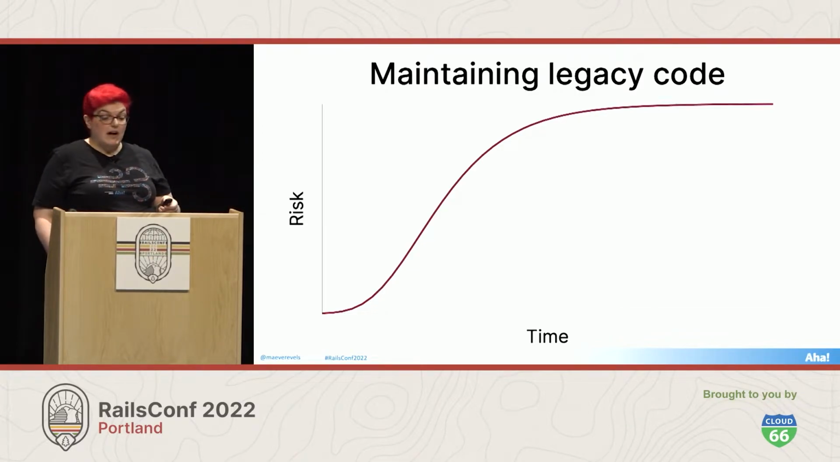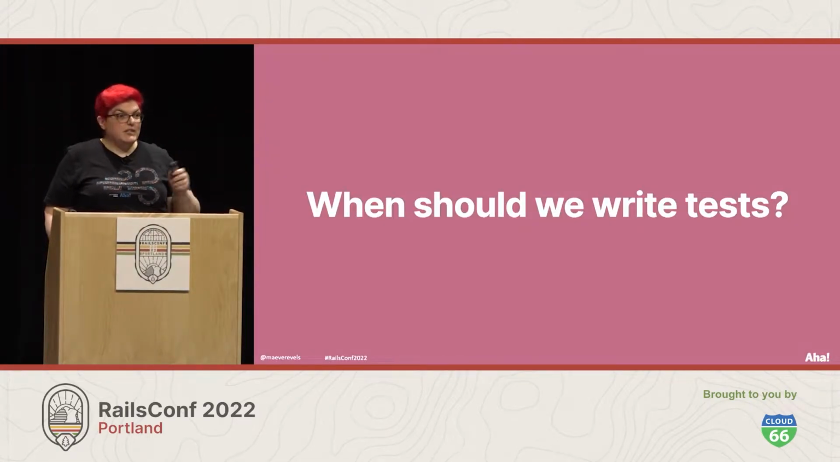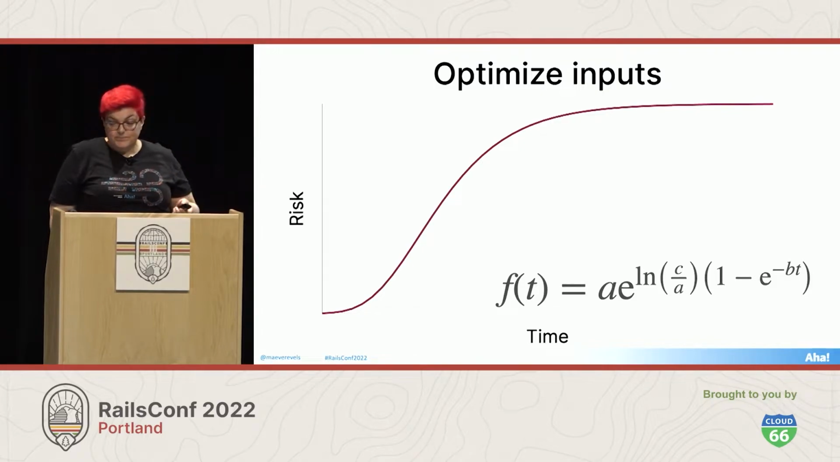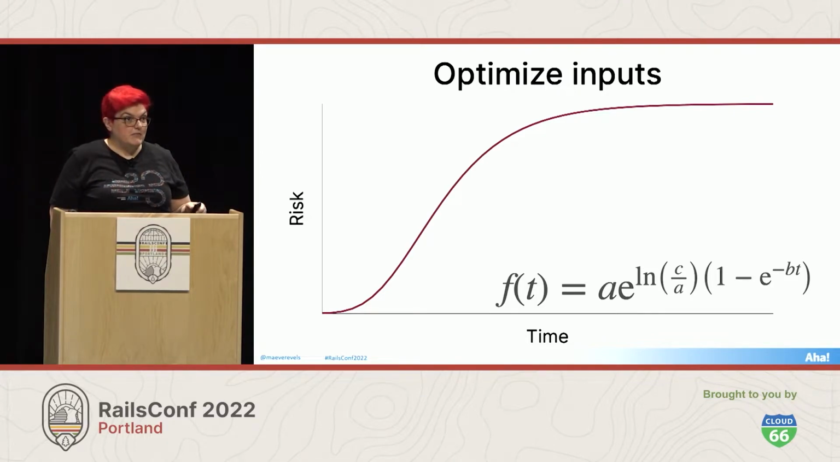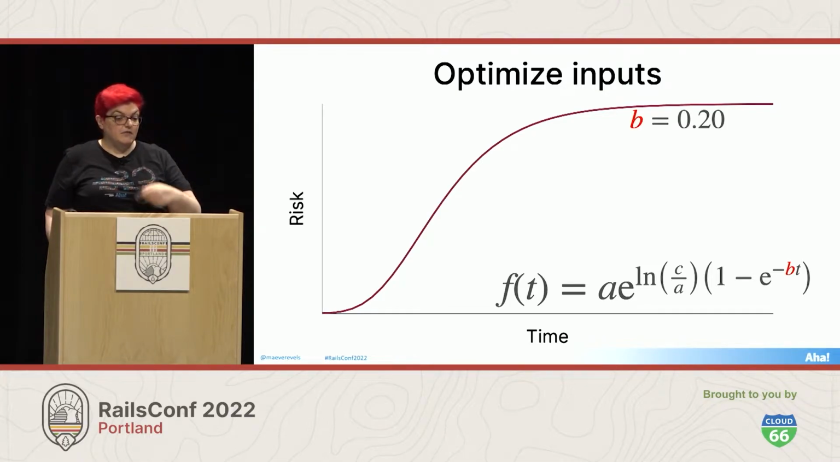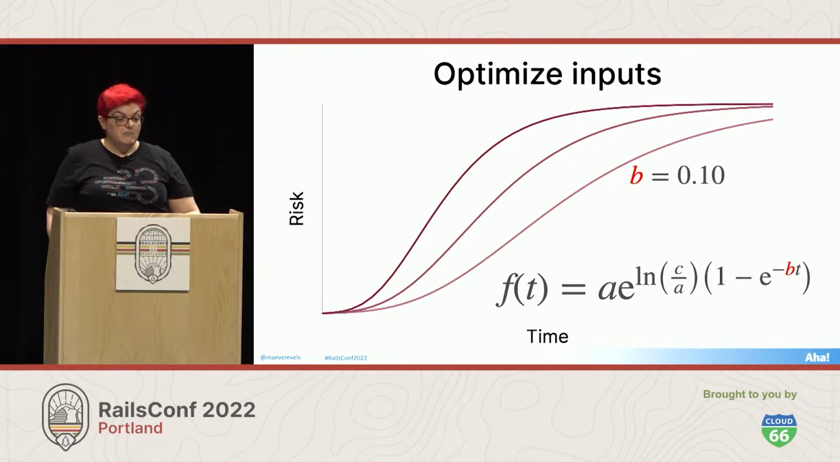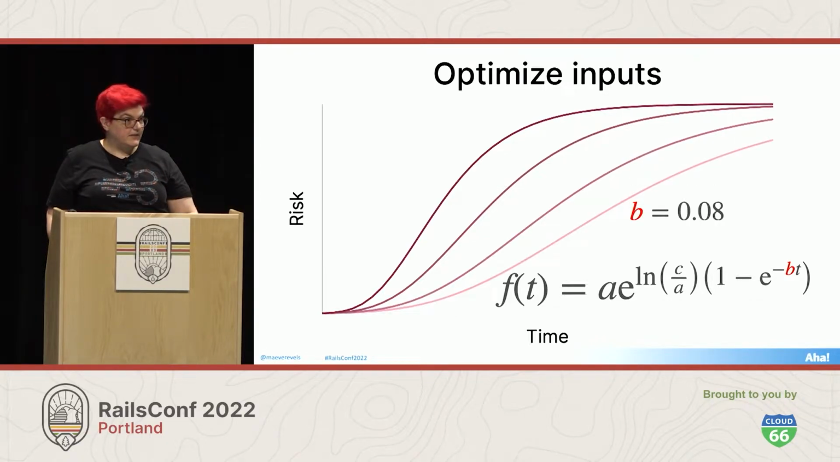Since this model is so widely used, there's been lots of research into optimizing it. In particular, it gives us a really good idea of when we should apply different testing techniques. So one possibility is that we could optimize the inputs. This is the function that I use to produce this curve. Changing the input values for any of these parameters is going to change the model. So as I reduce the value of the B parameter, for example, we still approach the same maximum, but I can change how quickly that happens.